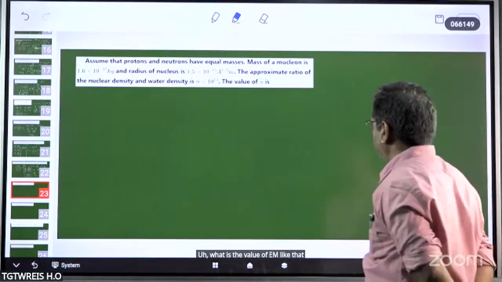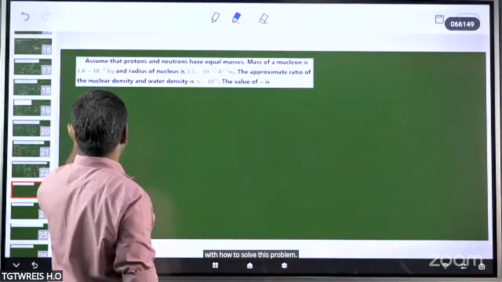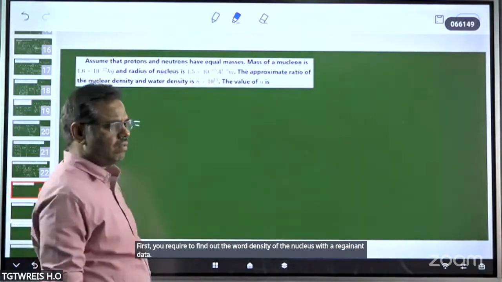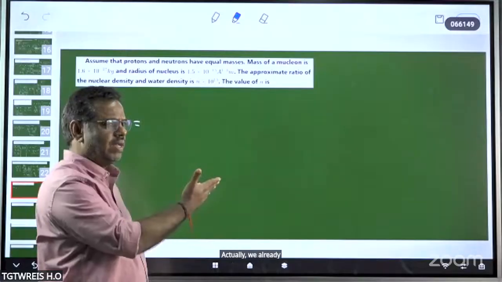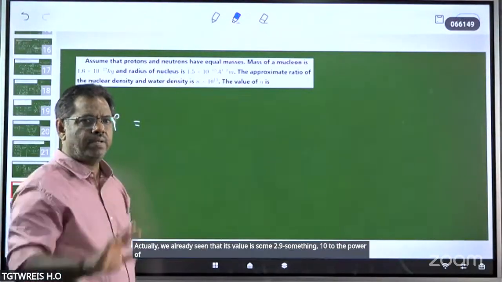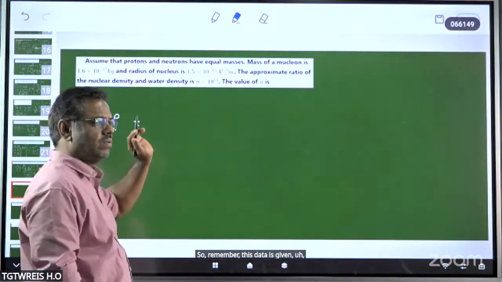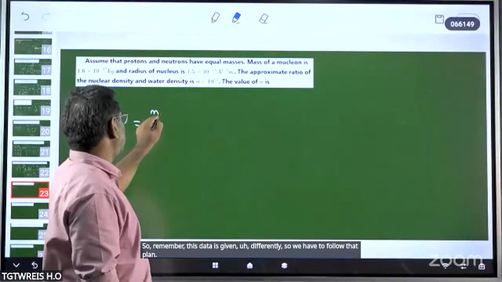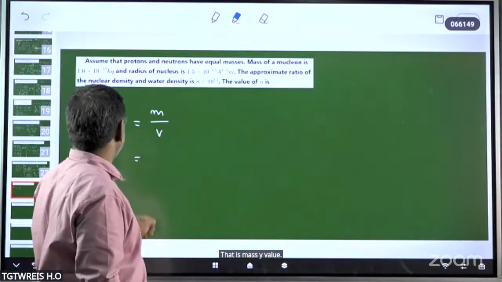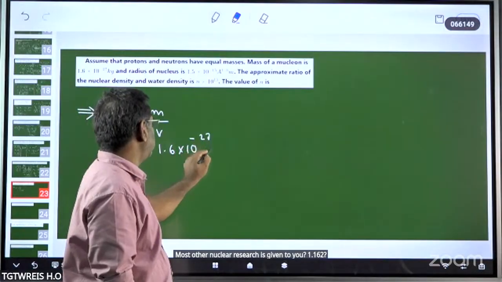I will tell you the way to solve this problem. First, you need to find the density of the nucleus with the given data. We already saw that its value is some 2.9 something into 10 to the power of 17 kilogram per meter cube. However, this data is given differently, so we have to follow that. That is mass by volume. The mass of the nucleon given to you is 1.6 into 10 to the power of minus 27.